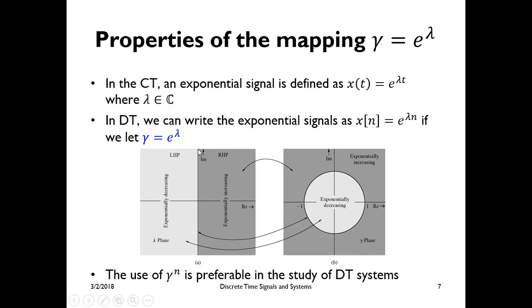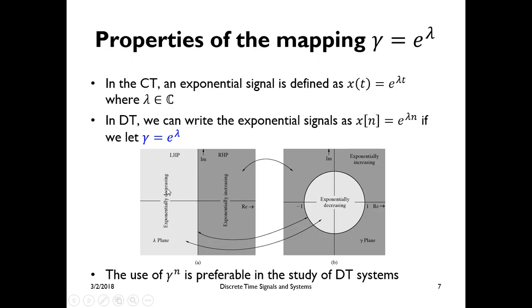So the real part of lambda equal to 0 denotes this imaginary axis. If we put the real part of lambda equal to 0 in the mapping gamma equal to e to the lambda, then this imaginary axis actually winds up mapping to the point where the magnitude of gamma equals 1. So it maps onto the unit circle. So, in the continuous time case, if we have the real part of lambda being positive, so we're here in the right half plane, this would correspond to values of gamma that are outside of the unit circle. So if the real part of lambda is positive, which corresponds to exponentially increasing signals in the continuous time case, then in the discrete time case, the magnitude of gamma greater than 1 is going to correspond to exponential signals that have an increasing envelope.